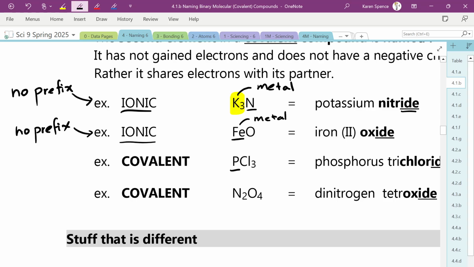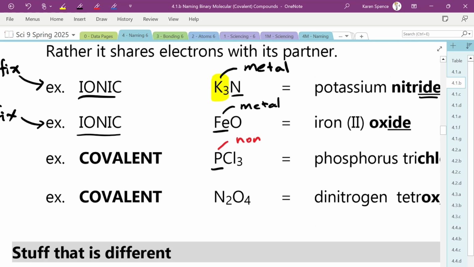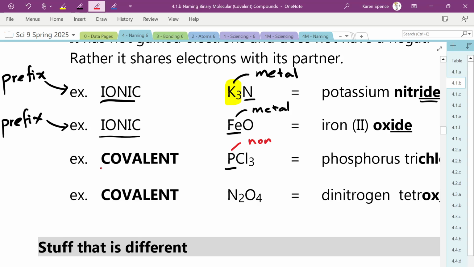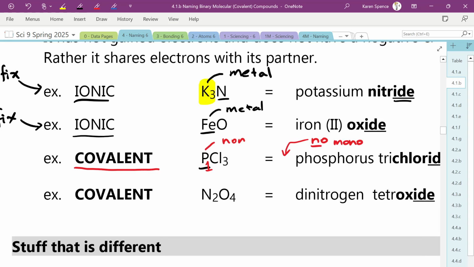Is P a metal or is P a non-metal? P is a non-metal. And if P is a non-metal, that means we have a covalent compound. So we say, how many phosphorus do we have? We have 1 phosphorus. Should I write monophosphorus for that first word? No. No mono. And then we have 3 chlorides. So that's going to be trichloride.